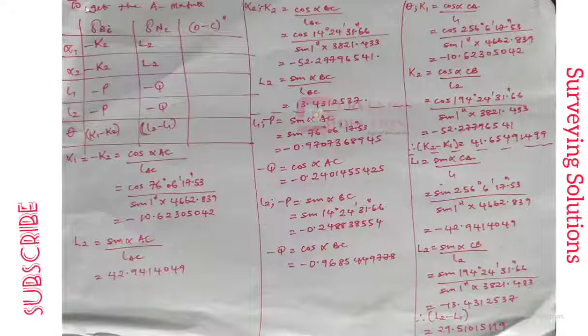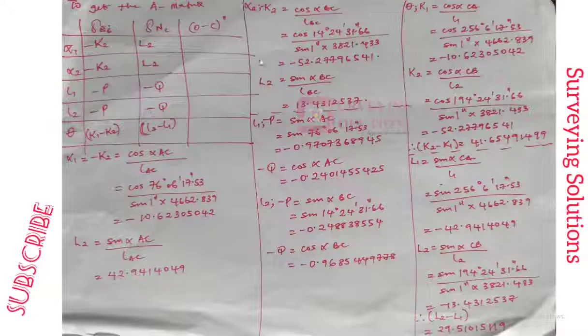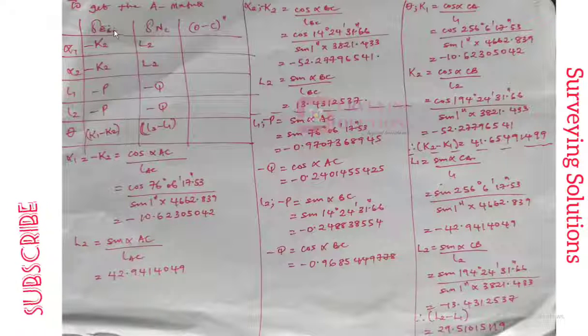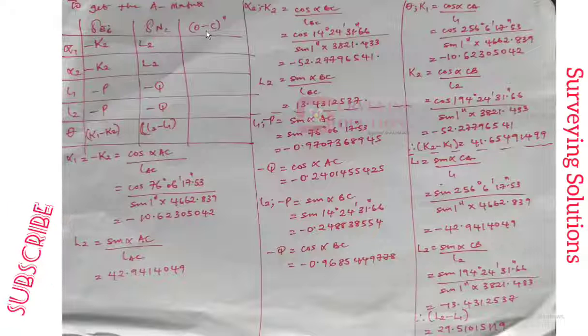Good. Now to get the A matrix, we are going to draw a table like this. We have the delta easting of C and the delta northing of C, then the observed minus computed.